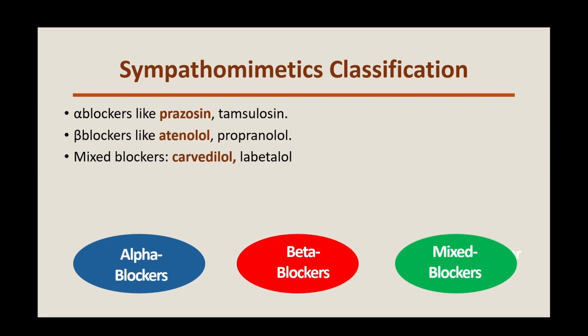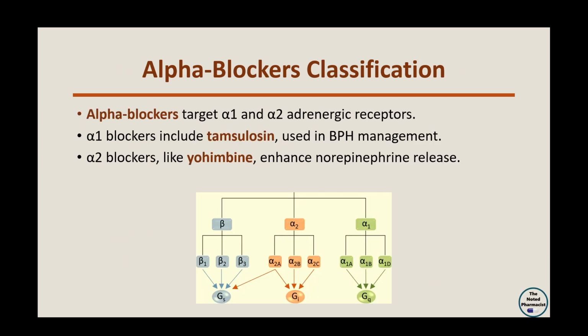Alpha blockers are drugs targeting alpha-adrenergic receptors, divided into alpha-1 and alpha-2 subtypes. Alpha-1 blockers, such as tamsulosin, primarily relax smooth muscles in the prostate and bladder neck, aiding in conditions like BPH. In contrast, alpha-2 blockers, like yohimbine, increase norepinephrine release, enhancing sympathetic tone and clinical use in erectile dysfunction.